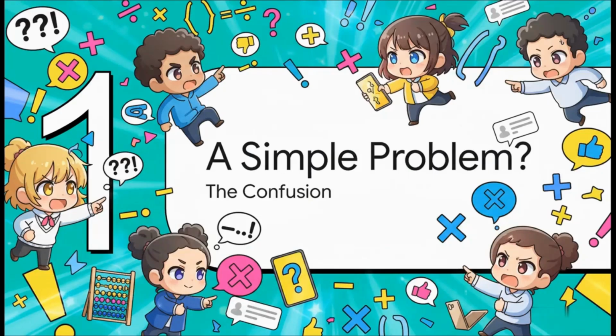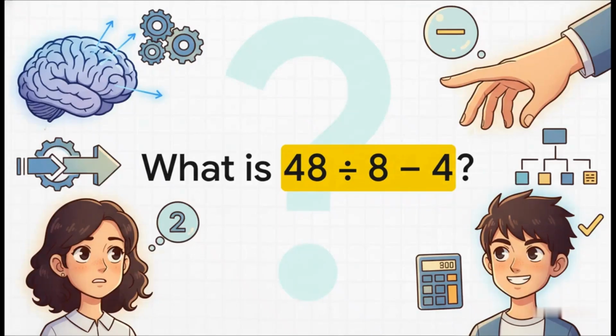So, to really get why this is so important, let's start with what looks like a super simple math problem. It's the kind of thing you see blow up on social media, right? Sparking a huge debate with thousands of people arguing over the one right answer. All right, take a look at this. 48 divided by 8 minus 4. What's your first instinct? Do you just start on the left and work your way across, or do you do the subtraction first? Well, depending on what you choose, you're going to get one of two very different results.